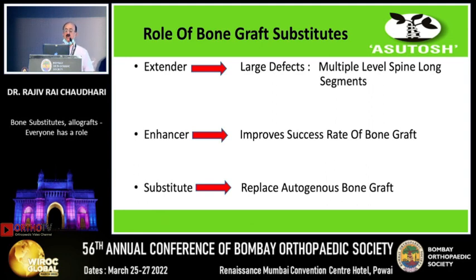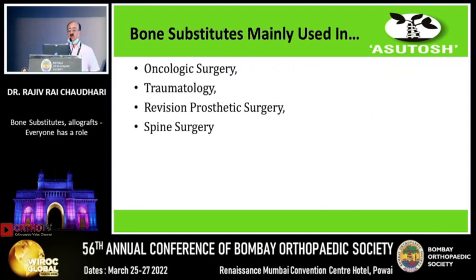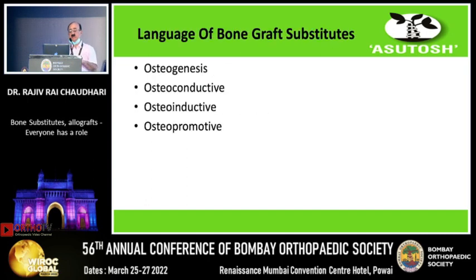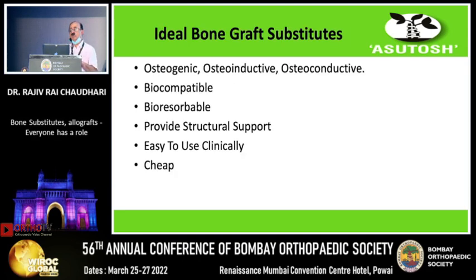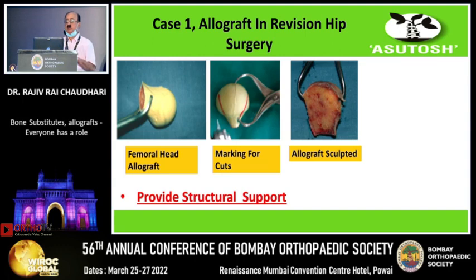These substitutes are used as extenders for large defects, enhancers to improve the success rate, and substitutes for the autogenous bone graft. They are used in multiple situations: oncology surgery, traumatology, revision prosthetic surgery, spine surgery, etc. Some terms that we should know include osteogenesis, osteoconductive, osteoinductive, and osteopromotive. An ideal bone graft substitute should be osteogenic, osteoinductive, osteoconductive, biocompatible, bioresorbable, should provide structural support, should be easy to use, and should be cheap.